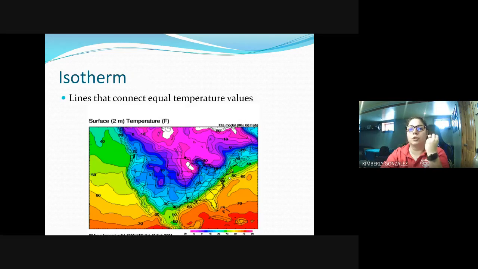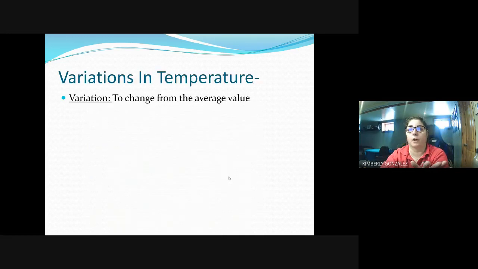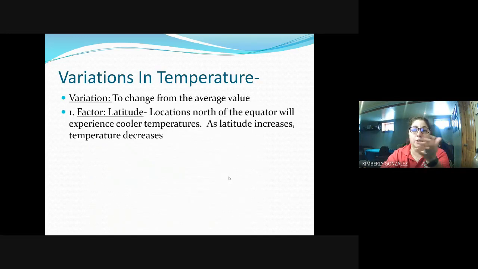Okay? Just a little bit of a review here, right? We know we have contour lines, isobars, which was for pressure. Now we have isotherms, right? We've talked about all of this, so this should be a review for you. We talked about it when we did topographic maps, okay? Variations in temperature just means that it's going to change from the average value. So we've had a cooler temperature yesterday, right? So it's going to be a variation.